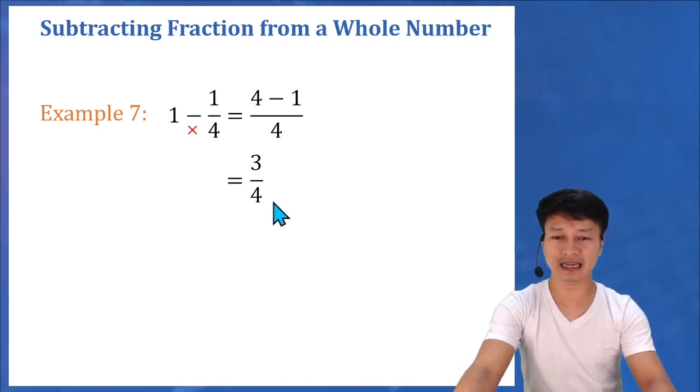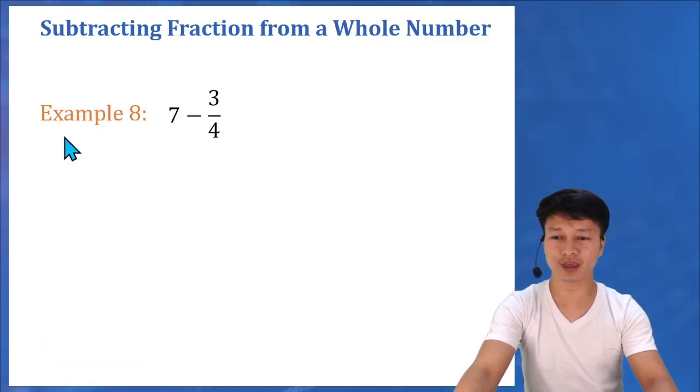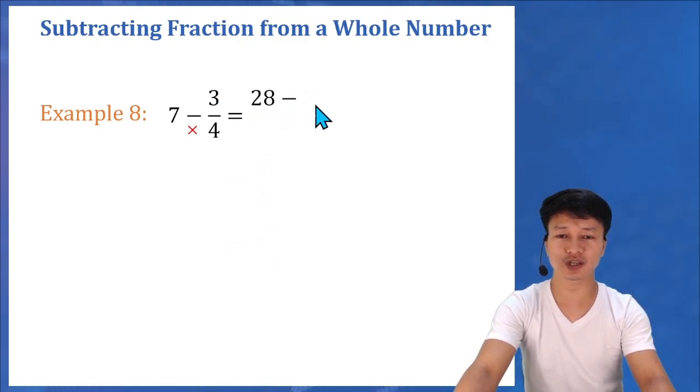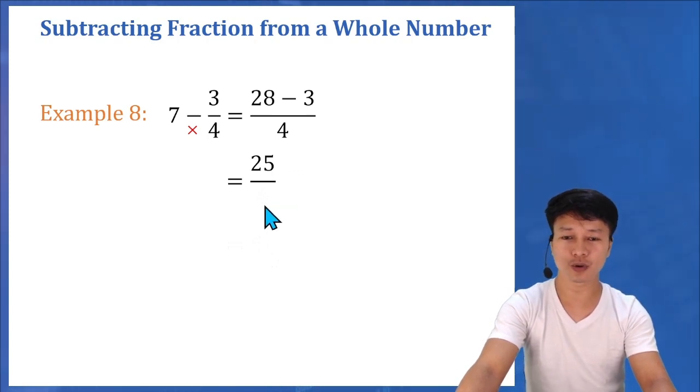Okay, to make it clearer, let us have another example. We have example number 8. 7 minus 3/4. Okay, so 7 is a whole number minus a fraction. So what will we do? Again, we are going to multiply the denominator to the given whole number. So 4 times 7, that will give us 28. Minus the numerator of the fraction, which is 3, over the denominator of the given fraction, which is 4. And so we have now 28 minus 3, that will give us 25, over the common denominator, which is 4.